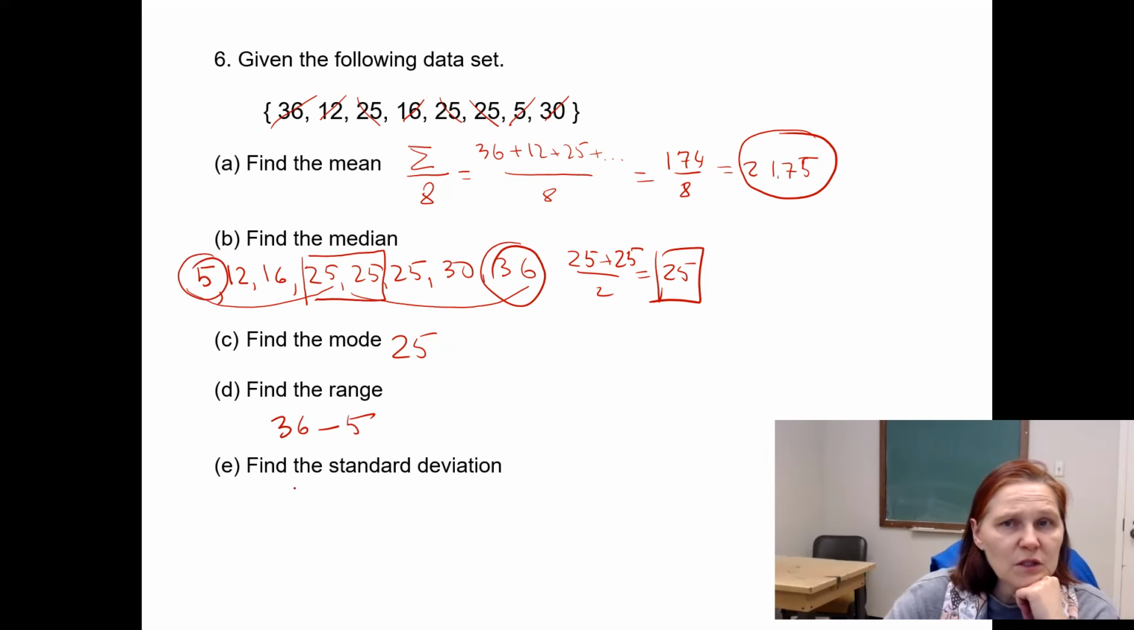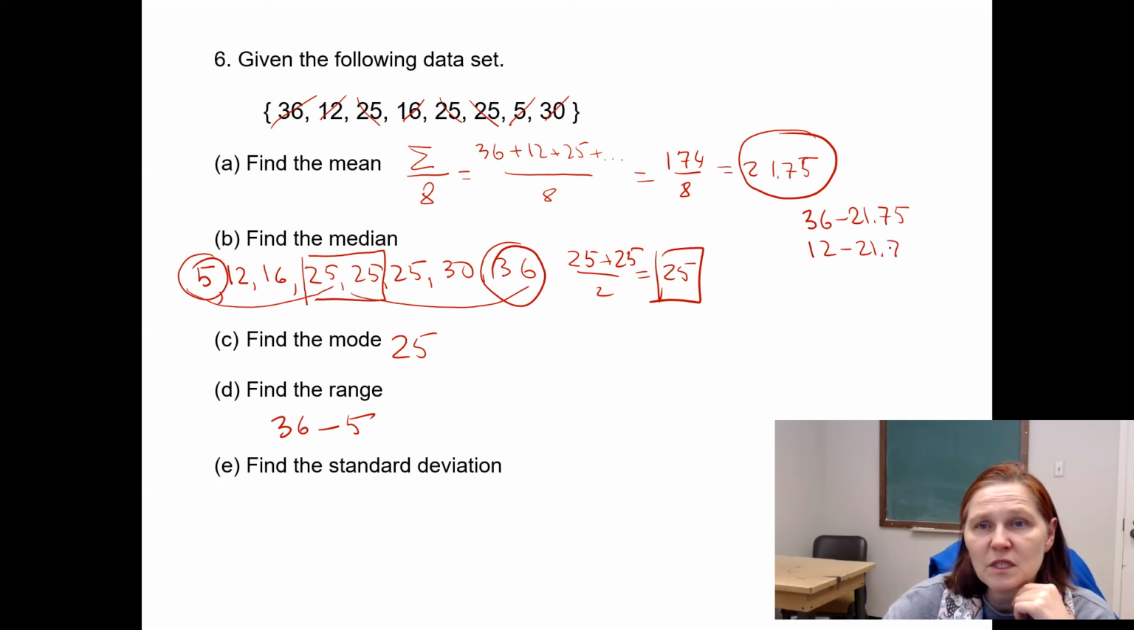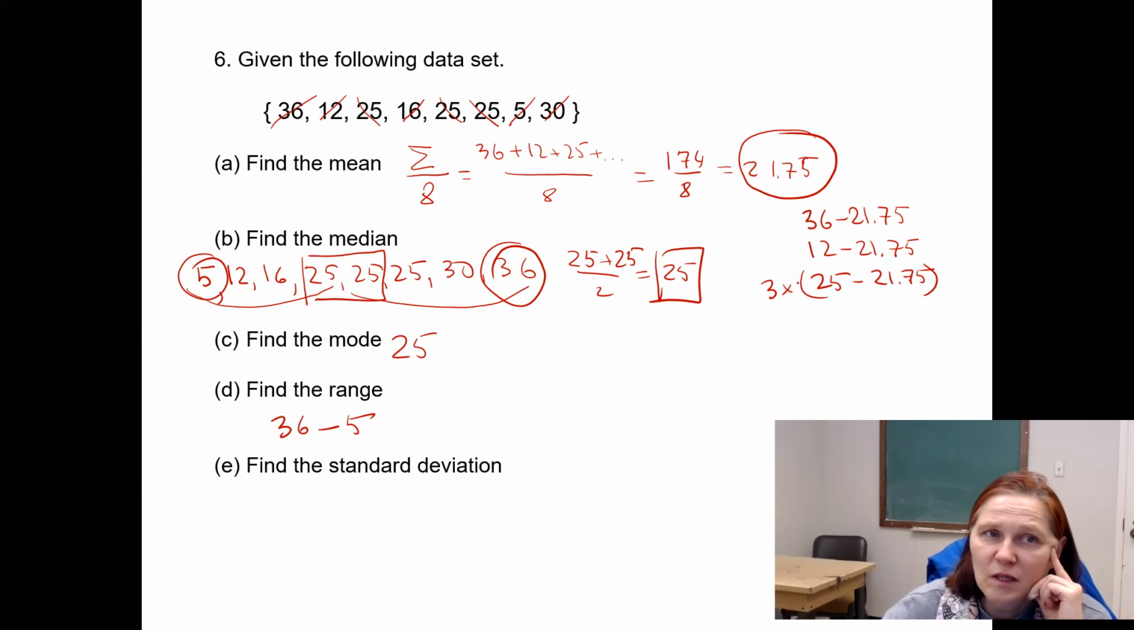And the most difficult part, the standard deviation. So we must find the differences from the mean. So we take all the numbers. 36 minus 21.75. 12 minus 21.75. 25 minus 21.75. In this case, we can multiply it by 3 so as not to repeat it. Then 16 minus 21.75.